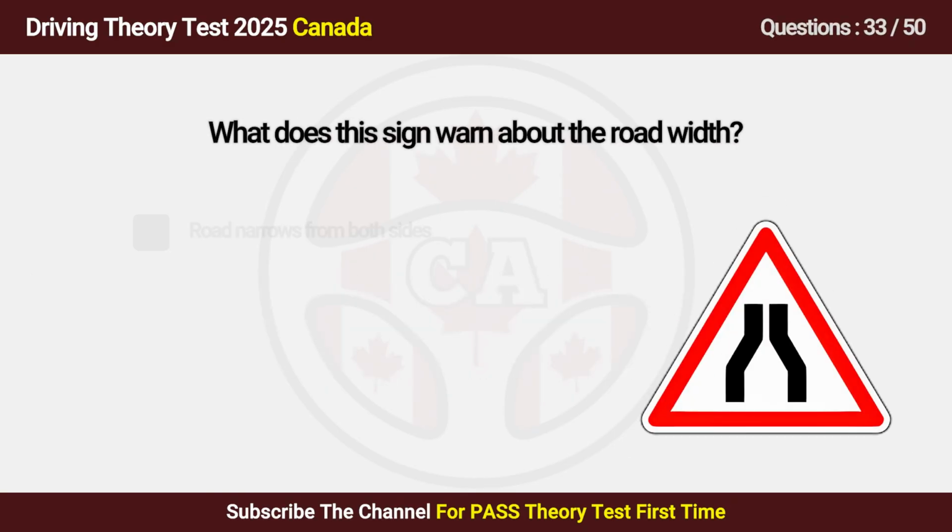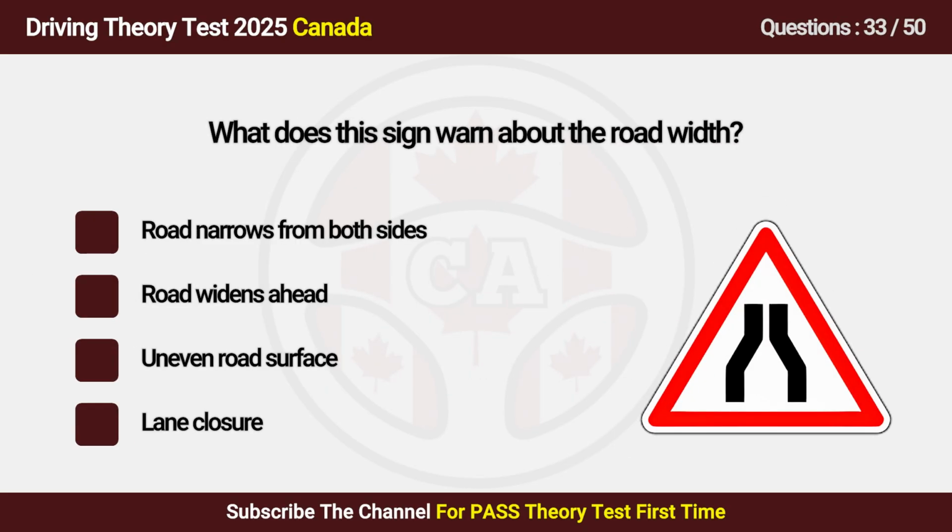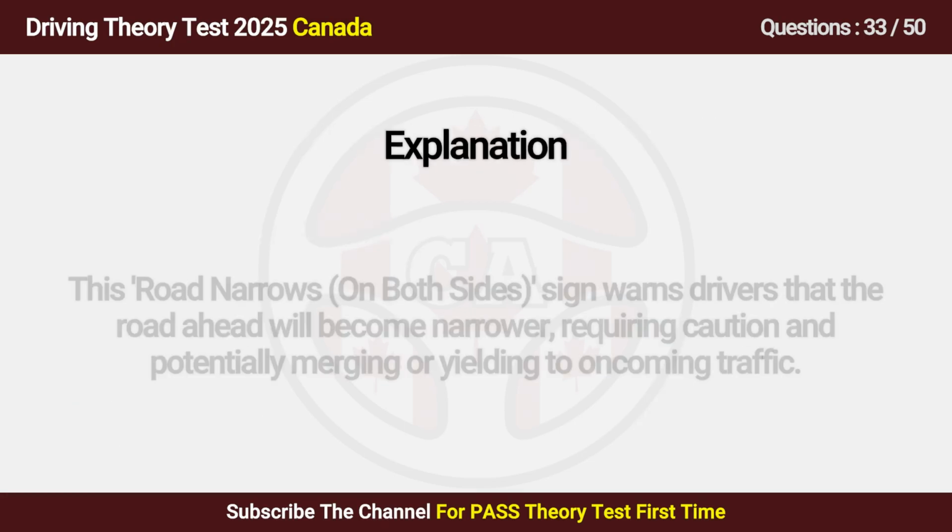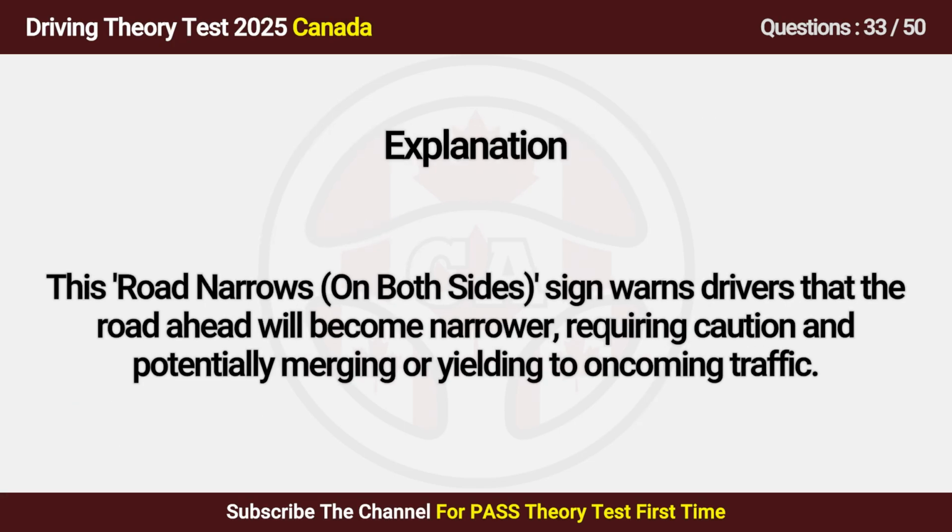Question 33. What does this sign warn about the road width? A, road narrows from both sides, B, road widens ahead, C, uneven road surface, D, lane closure. Answer is A, road narrows from both sides. This road narrows on both sides sign warns drivers that the road ahead will become narrower, requiring caution and potentially merging or yielding to oncoming traffic.